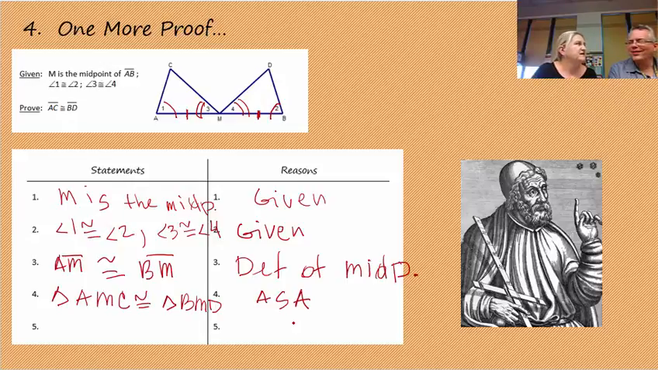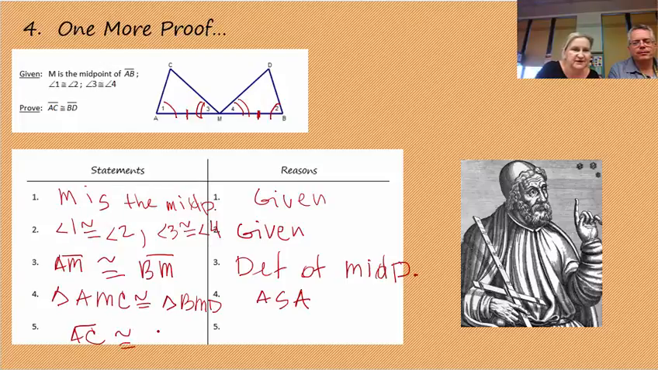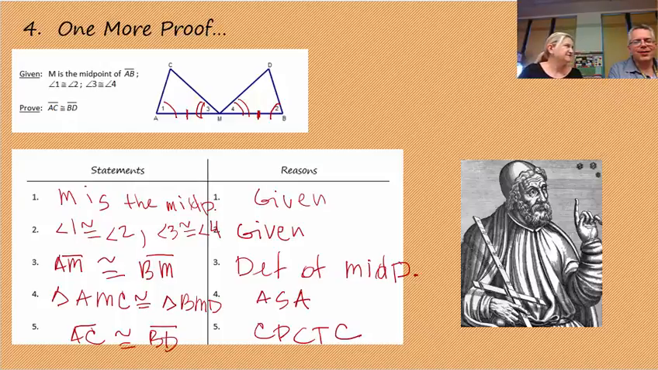And now if I know that the triangles are congruent, I know all of the parts are congruent. So I can say that segment AC is congruent to segment BD using CPCTC. Excellent. We can do this.